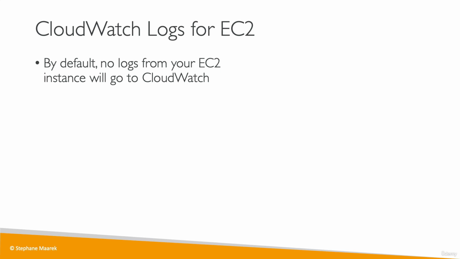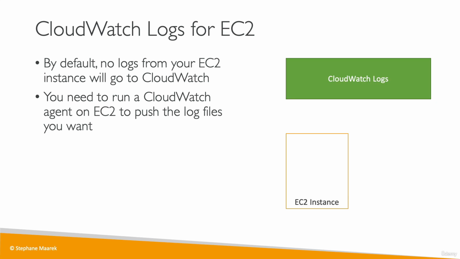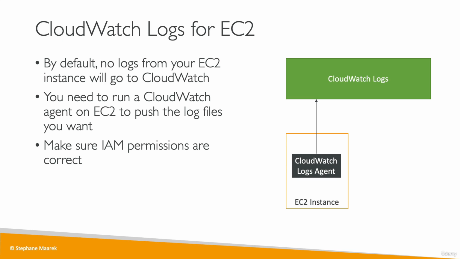By default, your EC2 instances will not send any log files to CloudWatch Logs. For this, you need to install a CloudWatch Logs agent on your EC2 instances, and it will push the log files that you want onto the CloudWatch Logs service. So to summarize, the CloudWatch Logs service is running. You have your EC2 instance. We will install the CloudWatch Logs agent, and this agent will send the log files directly into CloudWatch Logs. For this to work, we need to make sure that our EC2 instance has a proper instance role with the correct IAM permissions to send the log data into CloudWatch Logs.